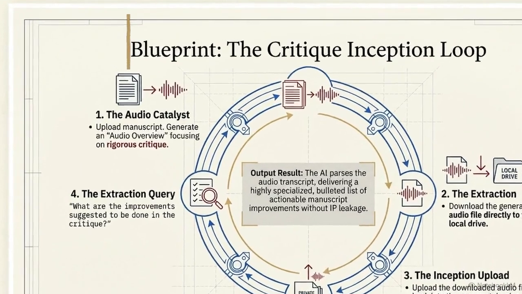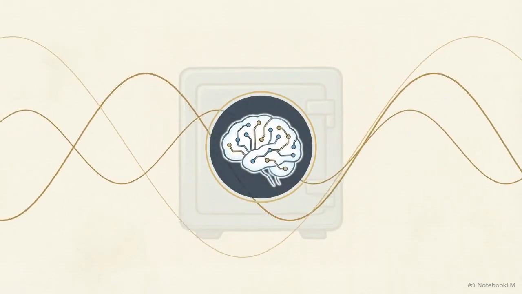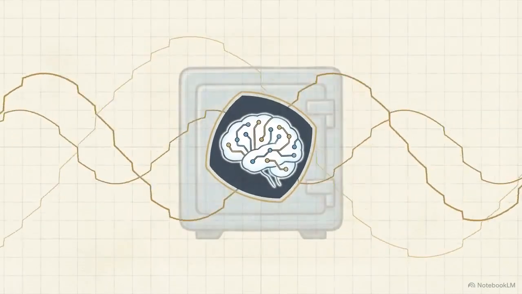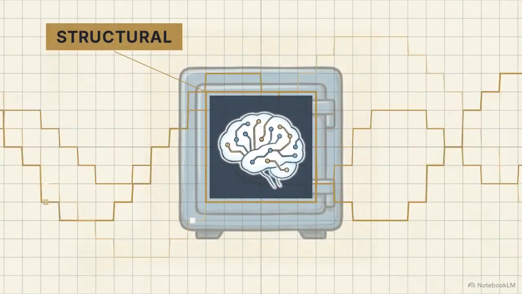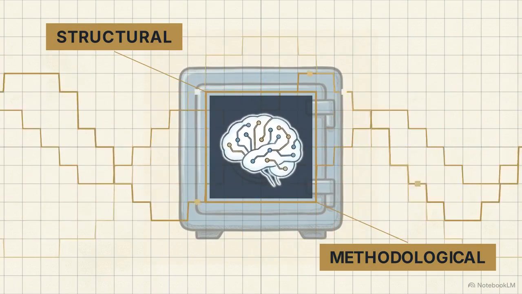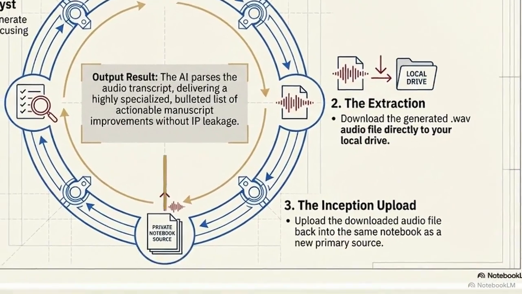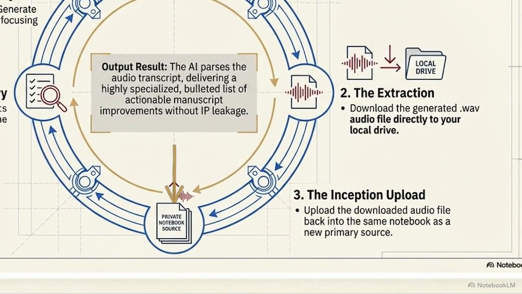First, the researcher uploads the manuscript exclusively into the closed Notebook LM vault and initiates the audio overview generation tool. Crucially, the prompt parameters for this audio must be explicitly restricted. It is commanded to deliver a rigorous structural and methodological critique rather than a passive summary. Next, the researcher downloads the generated WAV file to a local hard drive and uploads it back into the same notebook as a new primary source.